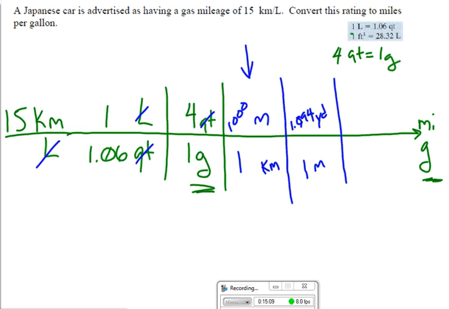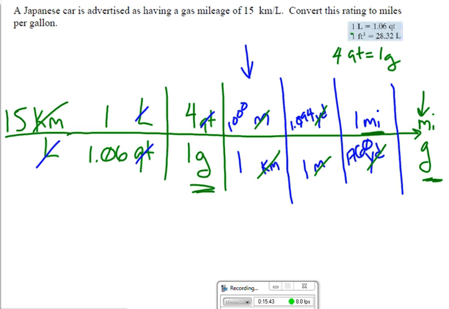So let's get rid of the meters and go to miles. Sorry, let's get rid of yards and go to miles. So for every 1 mile, there's 1,760 yards. Double check to make sure everything cancels out that's supposed to cancel out. Kilometers gets canceled by kilometers, meters gets canceled by meters, yards gets canceled by yards. I'm left with miles, and it's above where it's supposed to be. So my answer is going to be in miles per gallon.